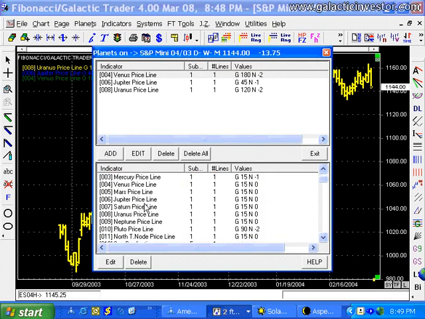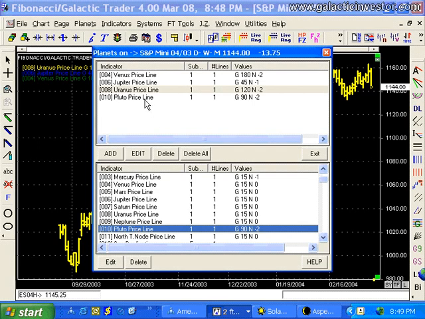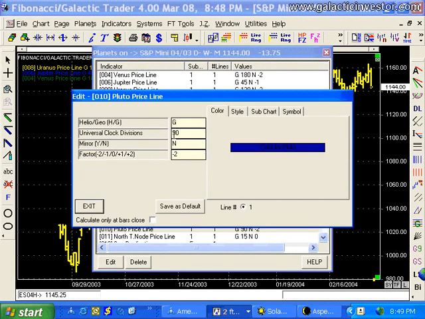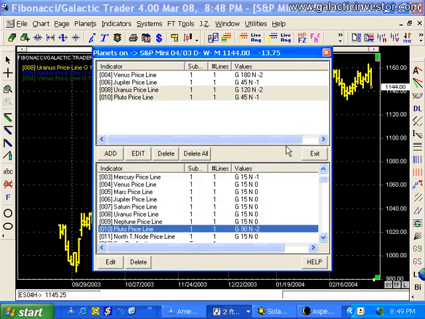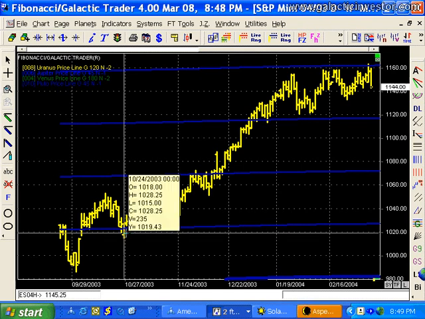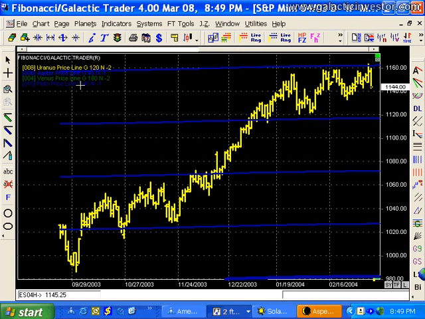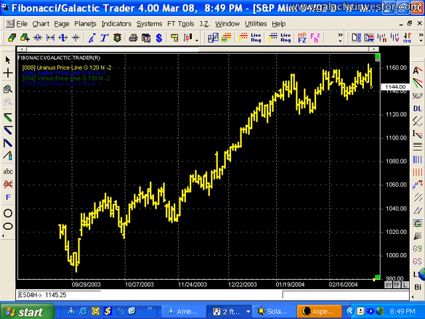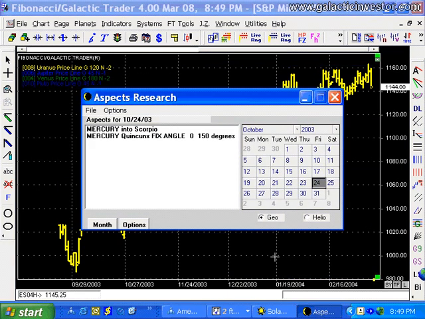Go to planetary lines. Here's Pluto. Actually, I saved it at 90 previously. 45, and let's change the factor back to minus 1. I don't want the lines 4.5 points apart. I want them 45 points apart. Let's take a look. Again, we're looking at the 24th, and nope, that's not it. Ready to give up yet? I hope not.